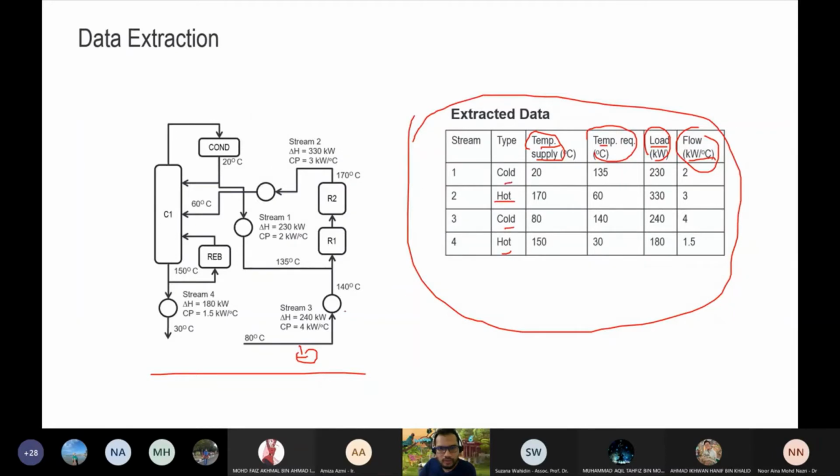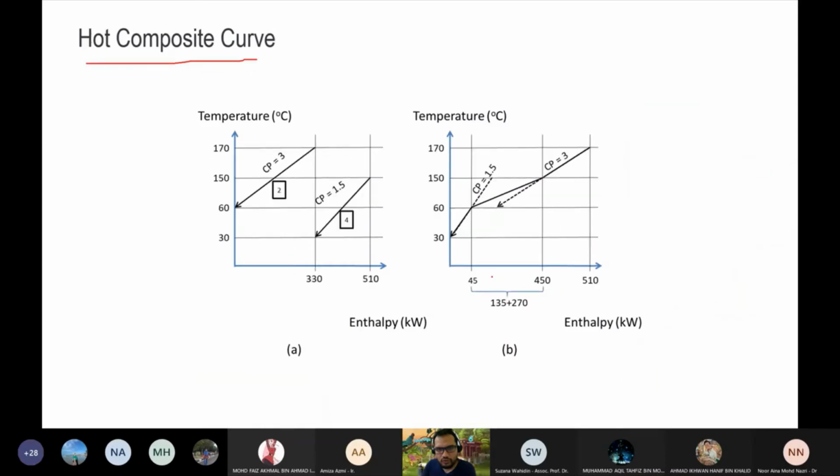Here we have cold streams, and then hot streams over here and hot streams over there. So two each. For the hot streams, the same as with the cold streams, we have the enthalpy on the x-axis and the temperature on the y-axis. We can then map it. For example, this stream number 2 and number 4. Stream number 2 starts from 170 and it ends at 60. You can see here.